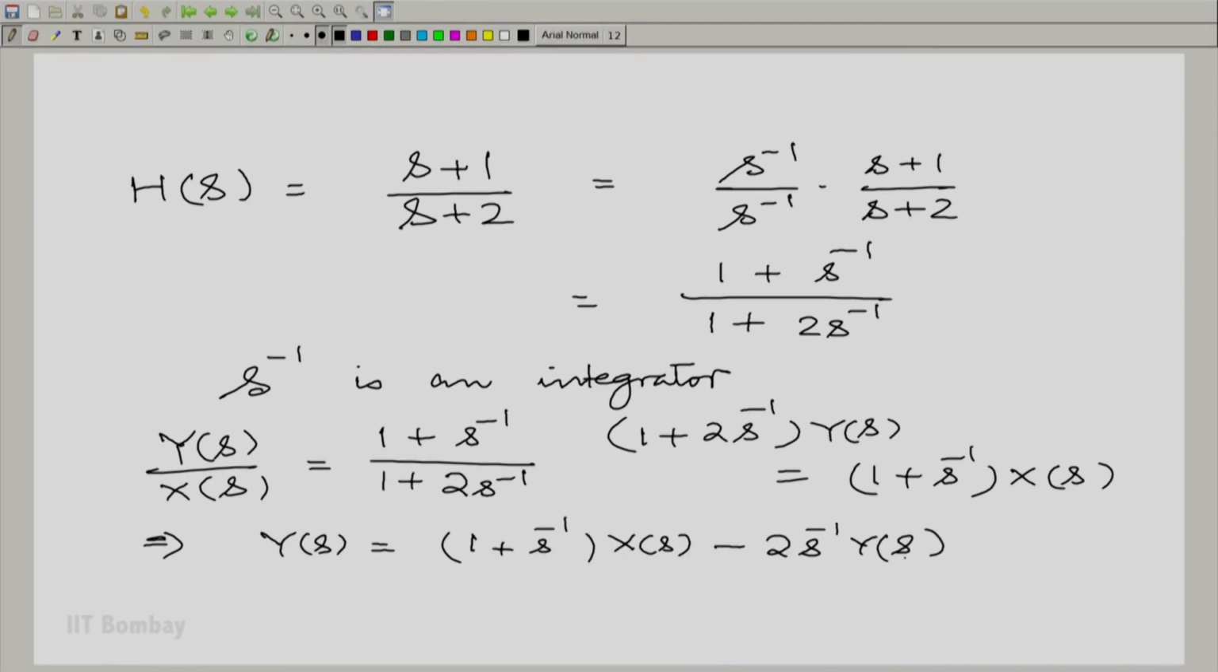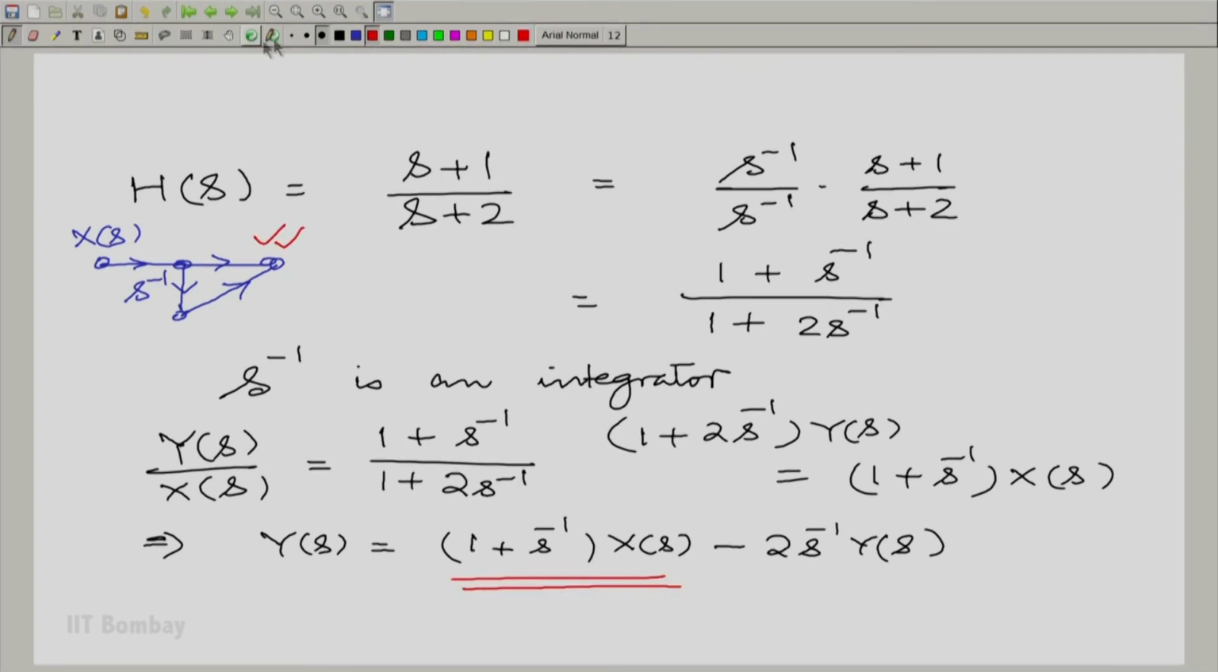So, we can now build a signal flow graph corresponding to this. Let us do it right here and take care of terms one by one. So, I have a node x of S. I need to multiply it by S inverse and also keep it as it is. Transmit it as it is, multiply by S inverse. This is the integrator, and then add. So, I have generated this term here.